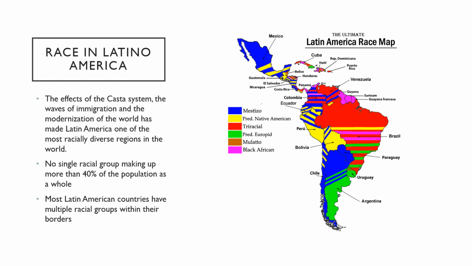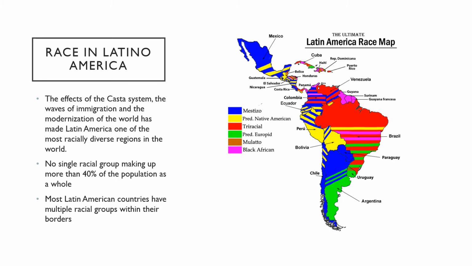We started with the casta system in the previous slide to understand that there are many reasons why Latin America and race is a very complicated topic to talk about. Because of the effects of the casta system, the ways of immigration, and the modernization of the world, Latin America has become one of the most racially diverse regions in the world. There is no one race inside of Latin America. There is a multitude of races and mixes of those races that now comprise Latin America. Even so, there is no single racial group that makes up more than 40% of the population.